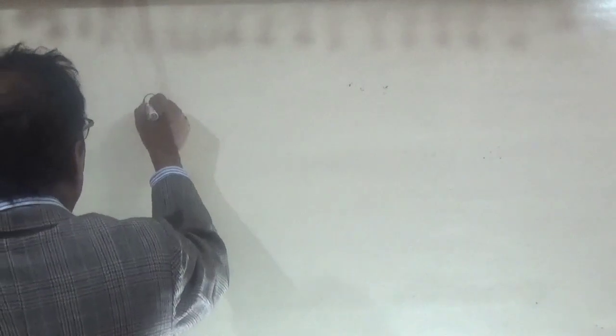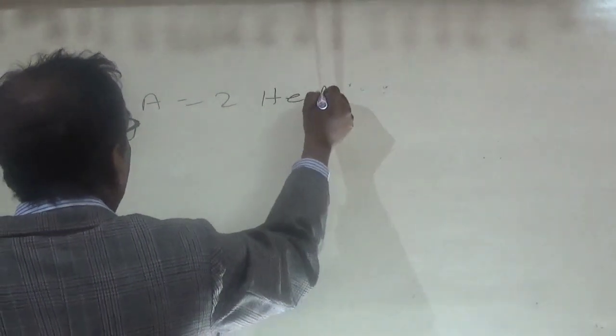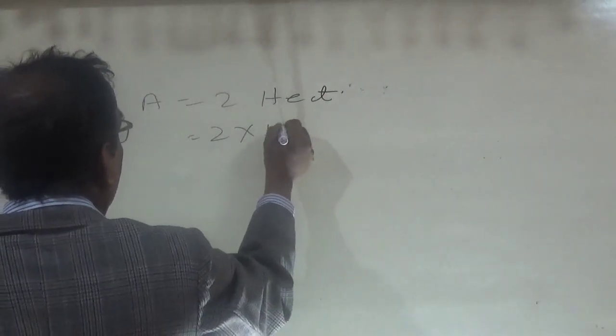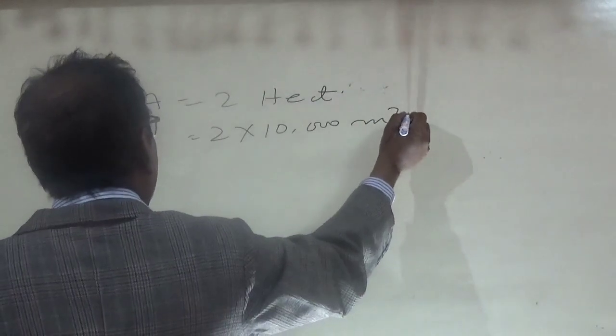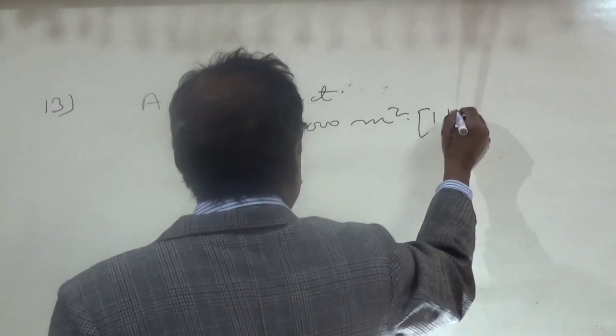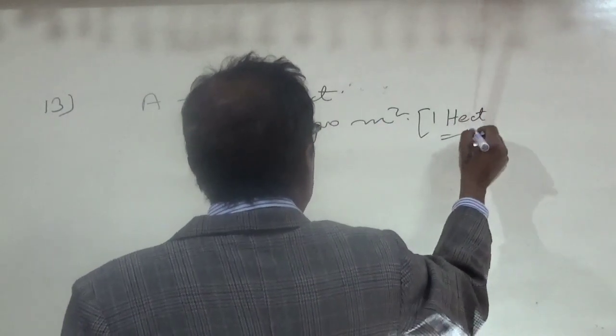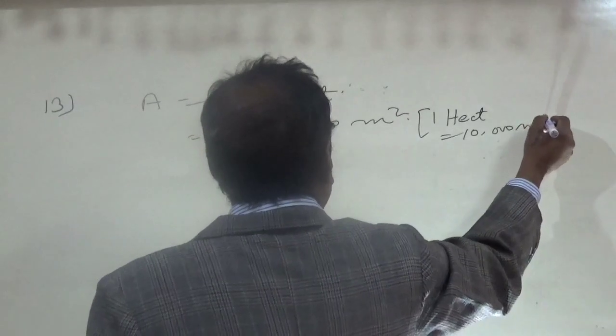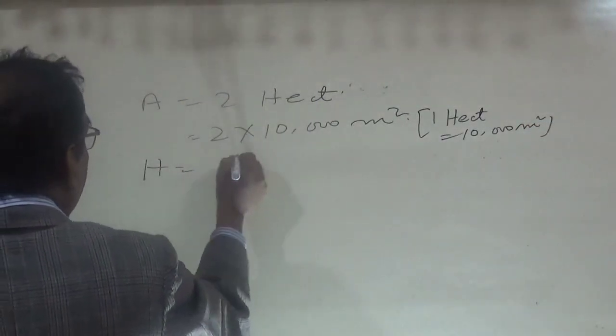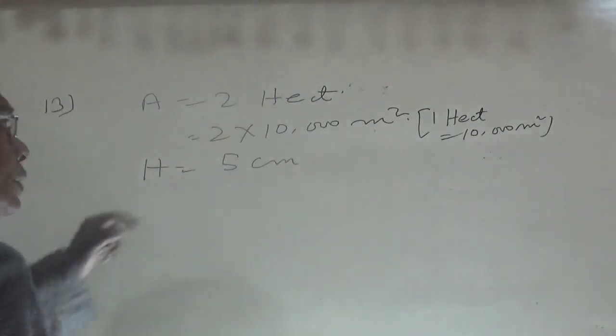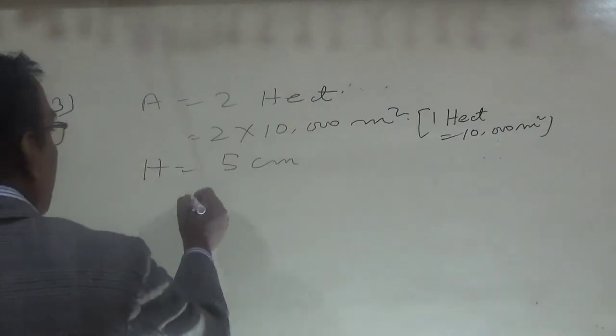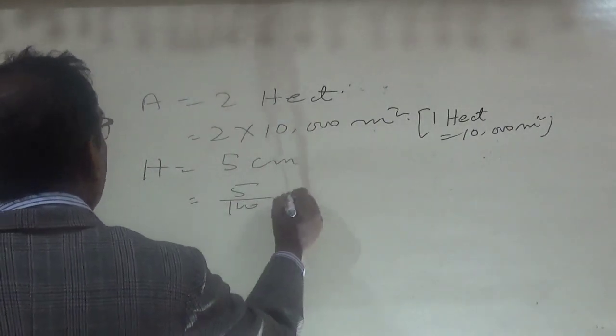But one problem is here: the area is in hectares. 1 hectare is equal to 10,000 meters square. Since in question number 13 the area is given as 2 hectares, 2 hectares is equal to 2 into 10,000 meter square. And the height is given as 5 centimeter. The unit of area is meter square, so change this into meter. Centimeter to meter, divide by 100. Keep this as it is.